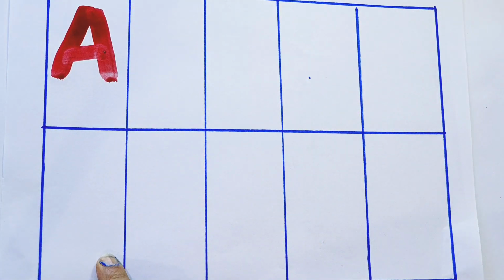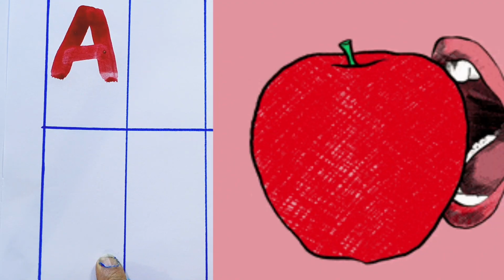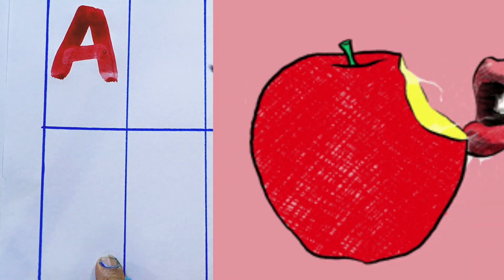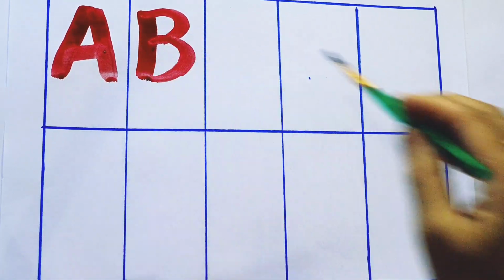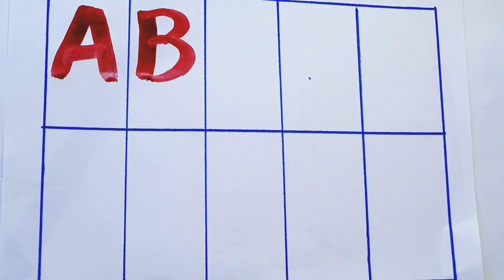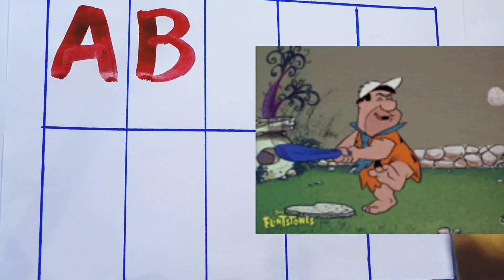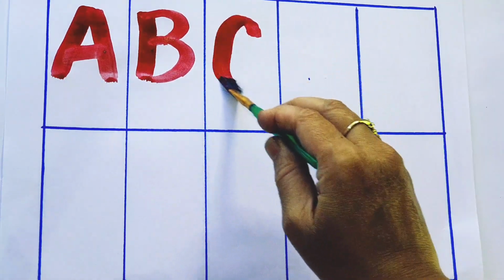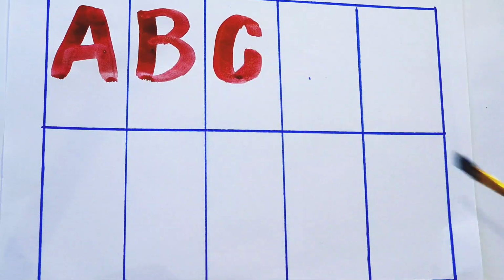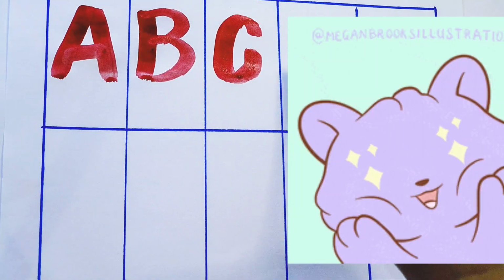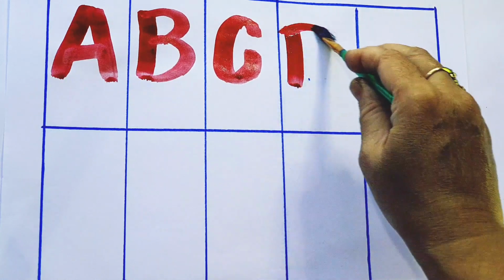A. A for apple. B. B for bat. C. C for cat.